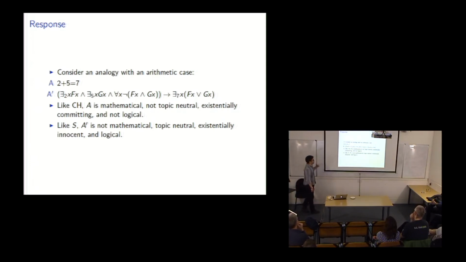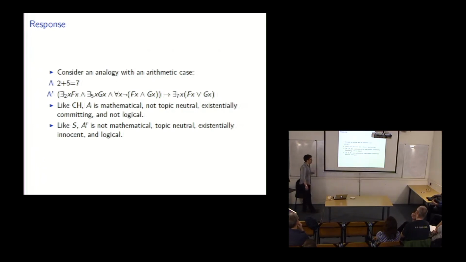Now, our claim is that, like the continuum hypothesis, A there is a mathematical claim. It's not topic neutral, it's about numbers. It's existentially committing, for the same reasons the continuum hypothesis was. There appear to be some names there, and it's describing some objects and relations between them, and therefore not logical.